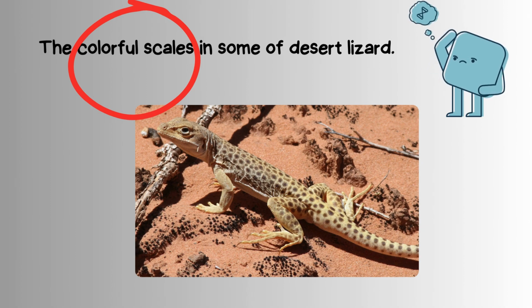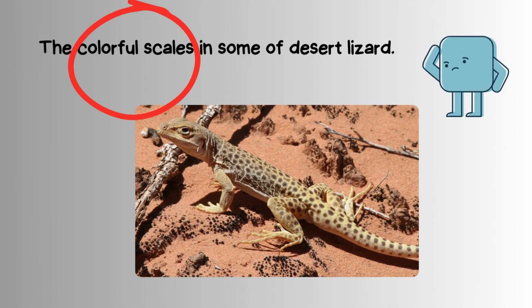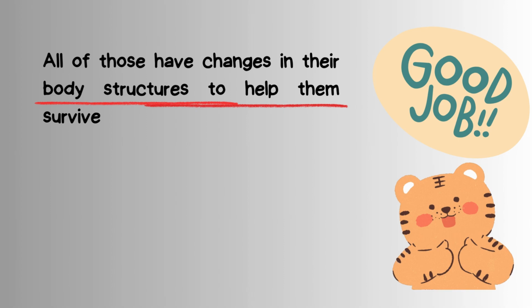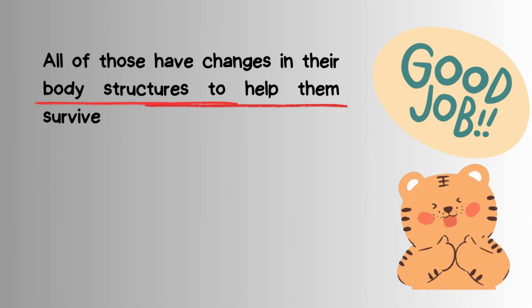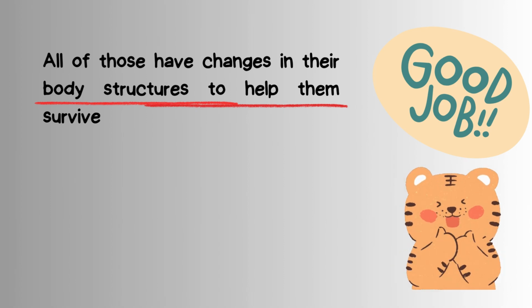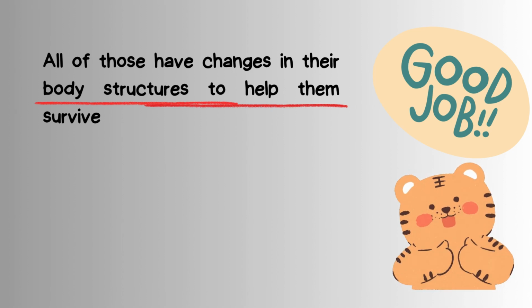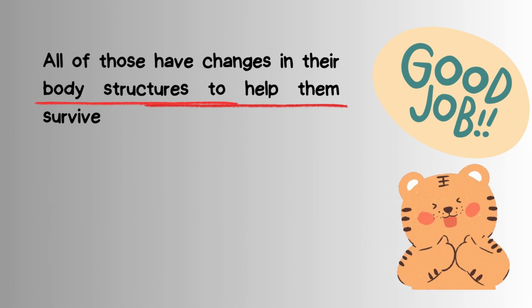Also we have another example. You remember the desert lizard? Yes, it has what? Colorful scales. And the scales are a part of its body, yes? So the change here for the adaptation is in what? The body structure. So we can say that all of these examples have changes in their body structures to help them survive. So good job discovering this type of adaptation with me.